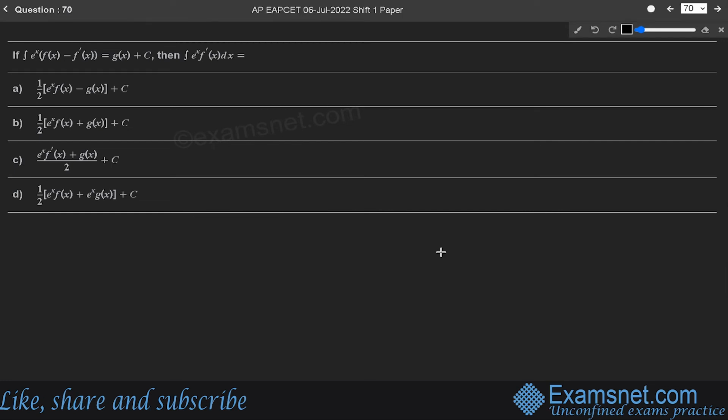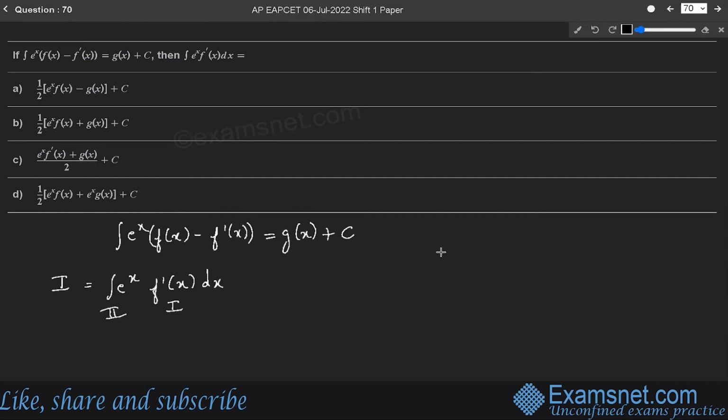Next question: if integral of e to the power x into f of x minus f dash x is equal to g of x plus c, then integral of e to the power x f dash x dx is equal to. So let this part be I. We have to find integral of e to the power x f dash x dx. Let this be first and let this be second. So it will be equal to f dash x into e to the power x minus integral of e to the power x into f of x dx.